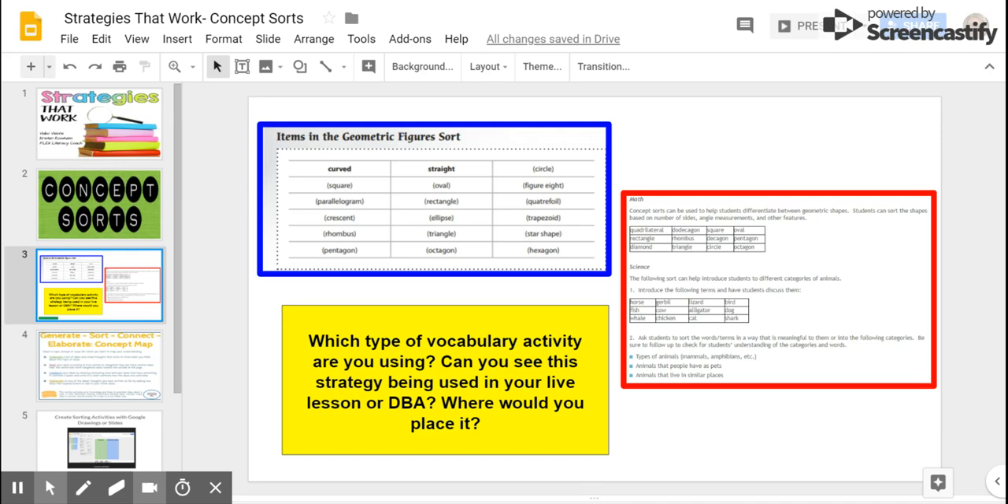So as you can see, all you need to do is take some wording or some vocabulary from the concepts, and it can be just from the lesson you're working on or from lessons before or lessons they're going to see in the future, and ask them to sort them according to specific characteristics. So think about what vocabulary activity you're currently using. Can you see this strategy being used in place of it, either in your live lesson or to get the kids going when doing a DBA with them? And where would you place it in your lesson itself?